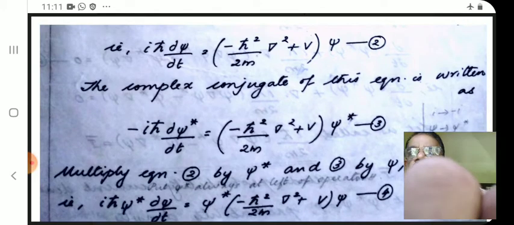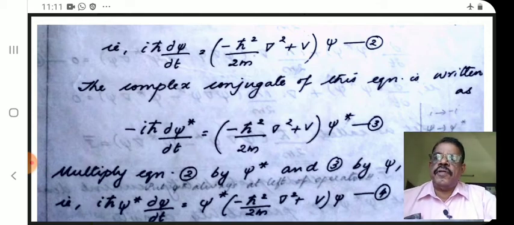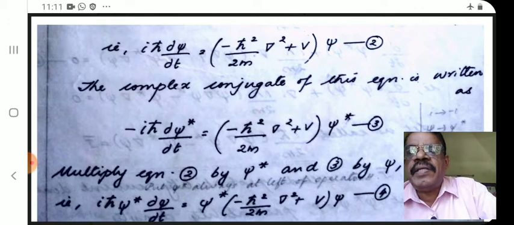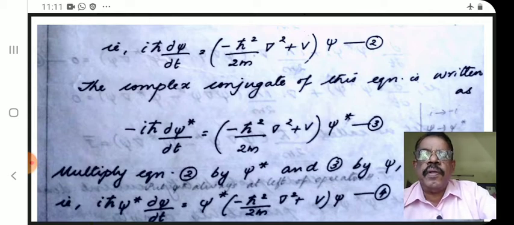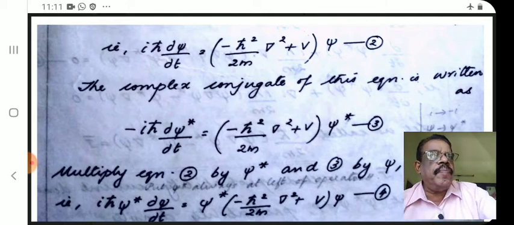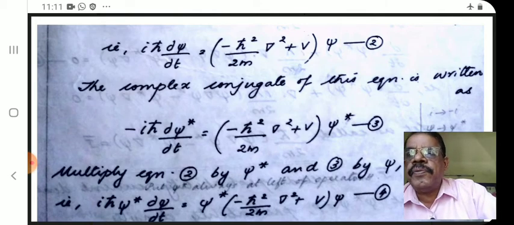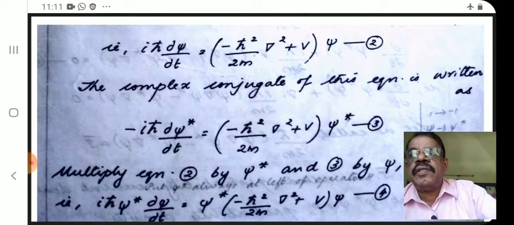We start with the time-dependent Schrodinger equation, TDSE. That is i h cut dou psi by dou t is equal to minus h cut square by 2m del square plus V psi. That we mark as equation number 2. Equation 1 is the probability current density equation, the equation of continuity. This equation number 2 is the time-dependent Schrodinger equation. The complex conjugate of this equation is obtained by replacing psi by psi star and i by minus i.